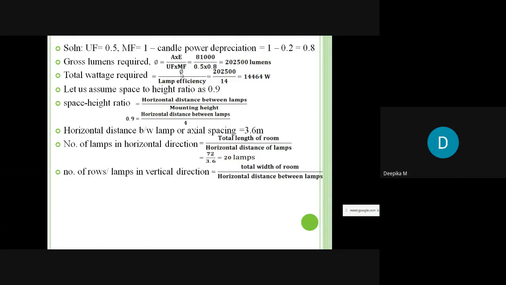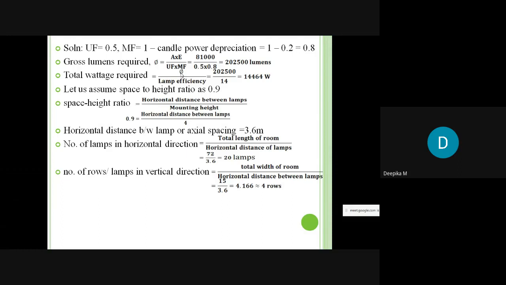So width of room, you know that. The horizontal distance between the lamps, you know. So if you divide these two things, then you'll get the answer 15 by 3.6, which is, you will get the answer 4.166, which is nearly equals to 4 rows, or we call it as 4 lamps in vertical direction.